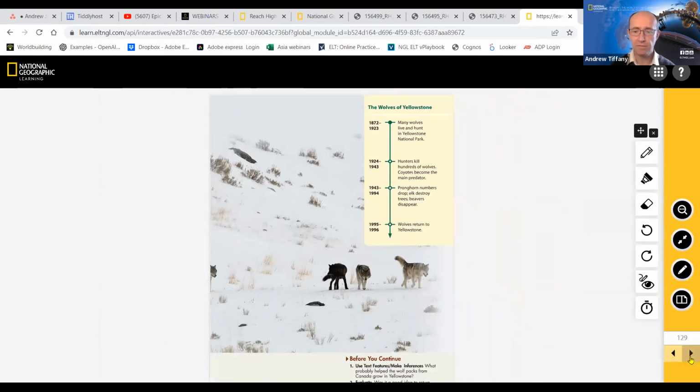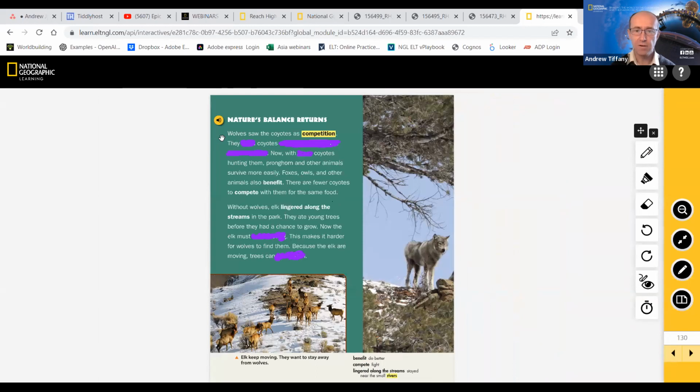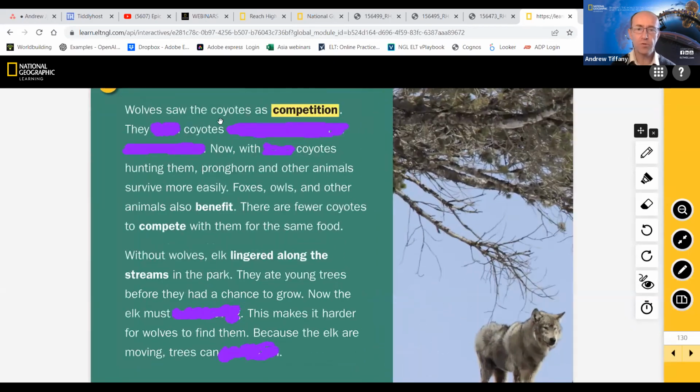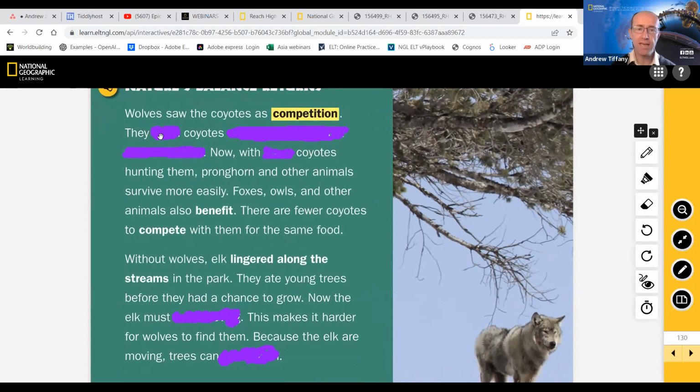Okay. So that's just a lovely picture of the wolves, okay? Nature's balance returns, let's see. Wolves saw the coyotes as competition. They something coyotes. Now with coyotes hunting them, pronghorn and other animals survived more easily. Foxes, owls, and other animals also benefit. There are fewer coyotes to compete with them for the same food. Because remember, the coyotes eat the small animals like squirrels and rats and things like that as well.